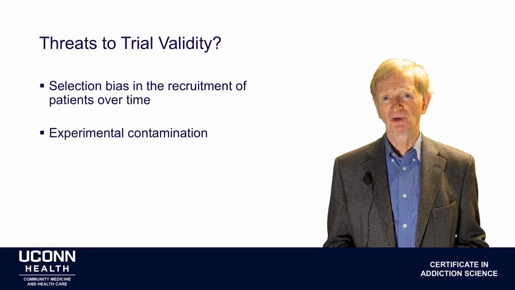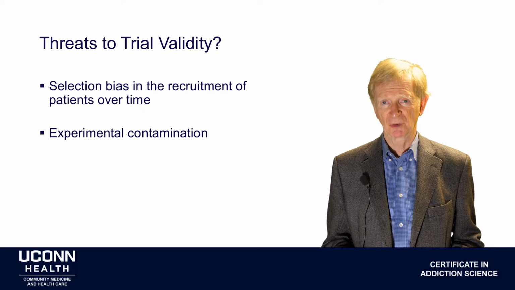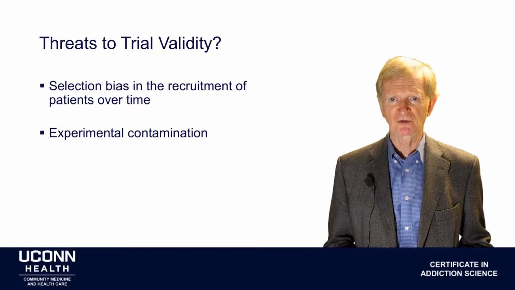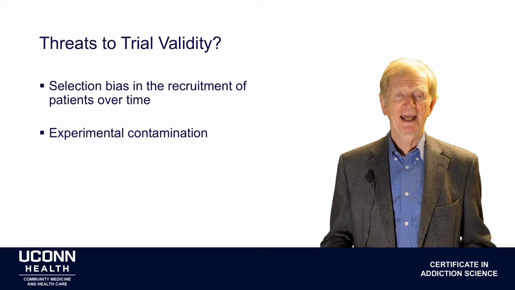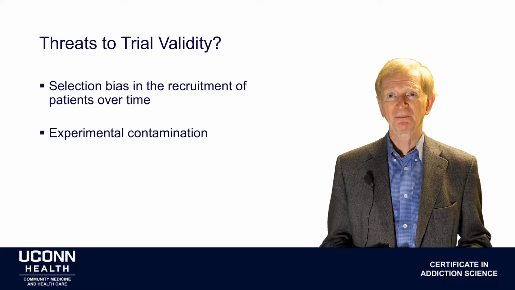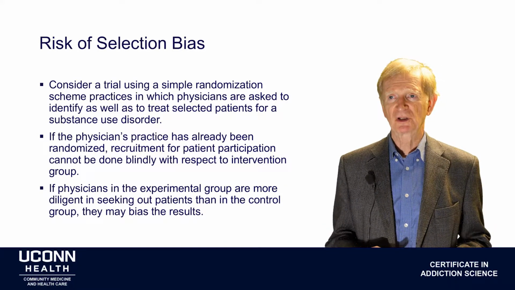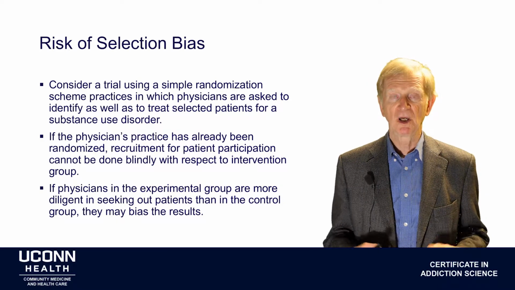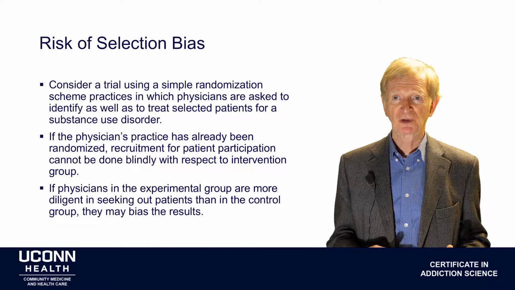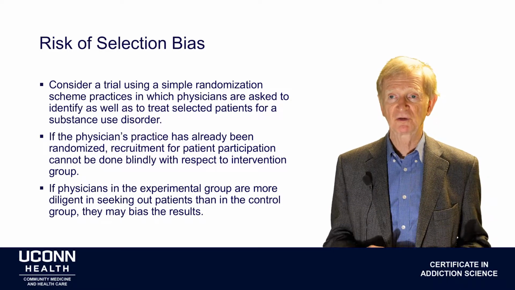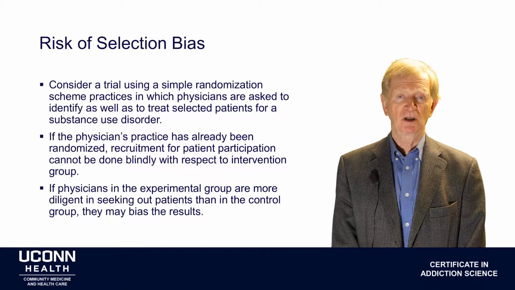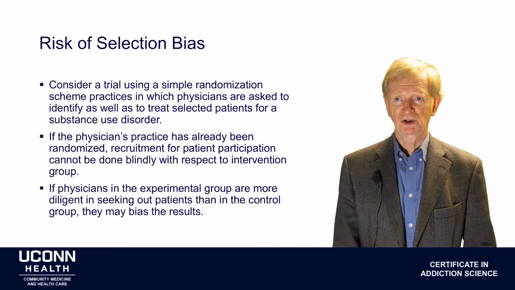What are the threats to the validity of these kinds of research designs? Well, selection bias in the recruitment of patients over time can occur, and experimental contamination. For example, consider a trial using a simple randomization scheme where practices in which physicians are asked to identify as well as treat selected patients for a substance use disorder are randomized to a program or a control condition.